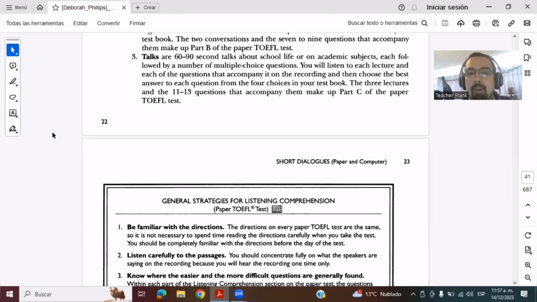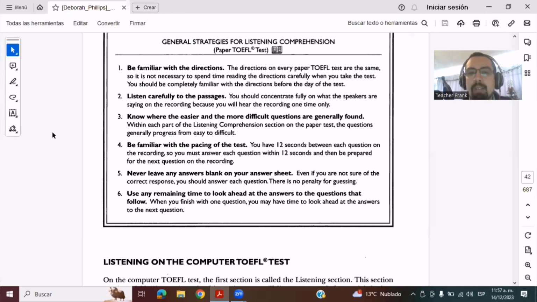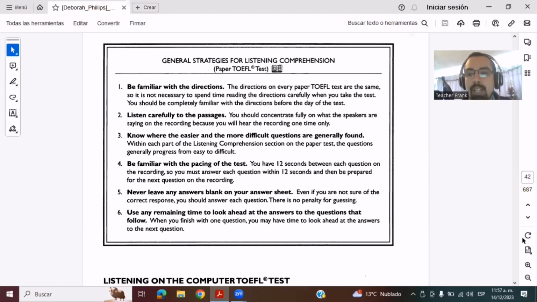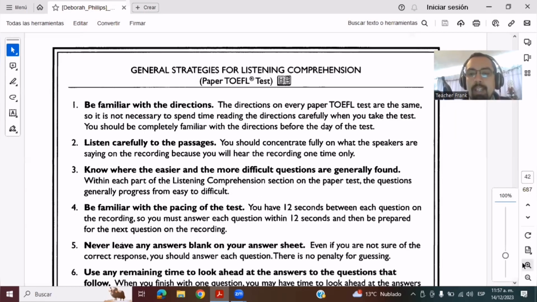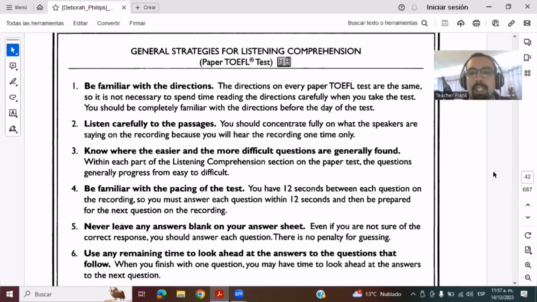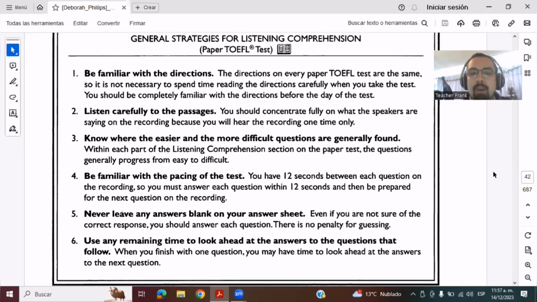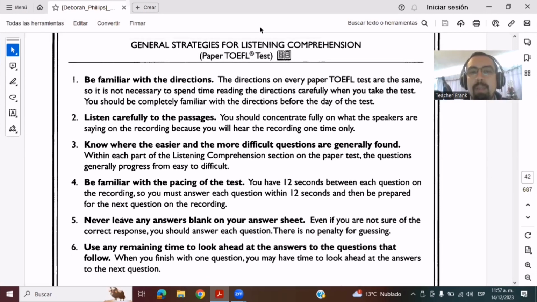All right. Now, what are the types of strategies or general strategies, very briefly, that we can check out for the listening comprehension part? Let's see. First of all, be familiar with directions. It says right here. So know the directions, right? Every TOEFL test has the same directions.